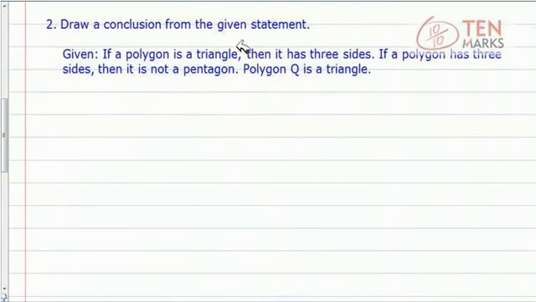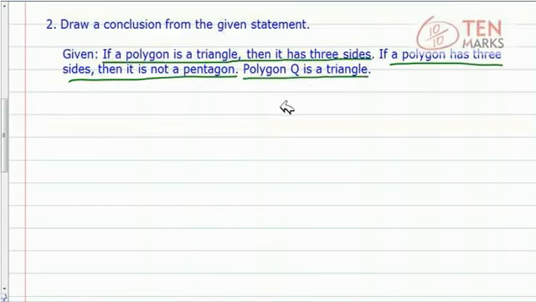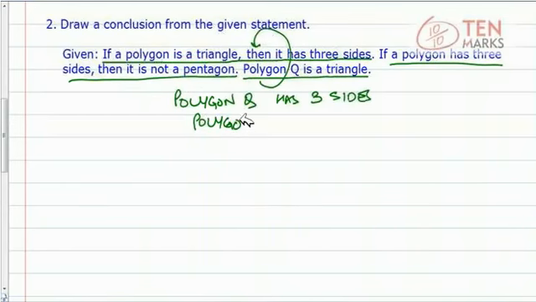Statements are, if a polygon is a triangle, then it has 3 sides. If a polygon has three sides, it's not a pentagon, and polygon Q is a triangle. So if polygon Q is a triangle, then polygon Q has three sides, right? And if it has three sides, then polygon Q is not a pentagon. That's the conclusion. Polygon Q is not a pentagon because if it was, it wouldn't have three sides.